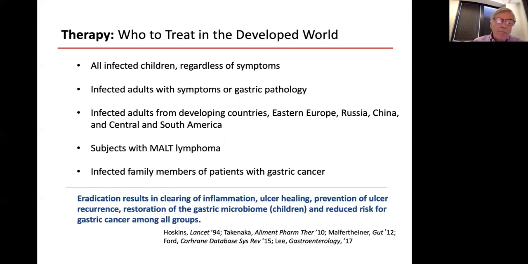A number of studies, again, several studies from Houston, have shown that eradication results in clearing infection, ulcer healing, prevention of ulcer recurrence, restoration of the gastric microbiome, at least in children, which we published recently, and reduced risk for gastric cancer among all groups.